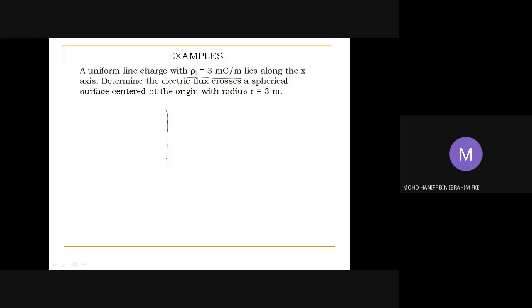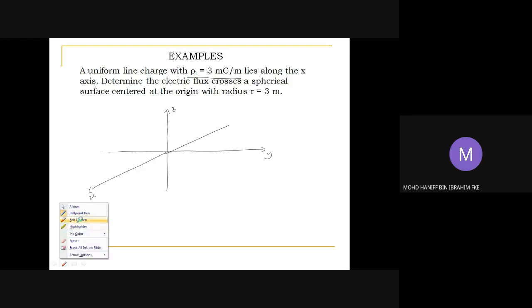Right, so let us sketch the diagram for this particular line charge. This is your y-axis, that's your x-axis, and that is your z-axis. So your line charge is located here. It is rho L equals 3 millicoulomb per meter, that should be your charge density. It lies along the x-axis, so this is infinite in length, extending from negative infinity to positive infinity.